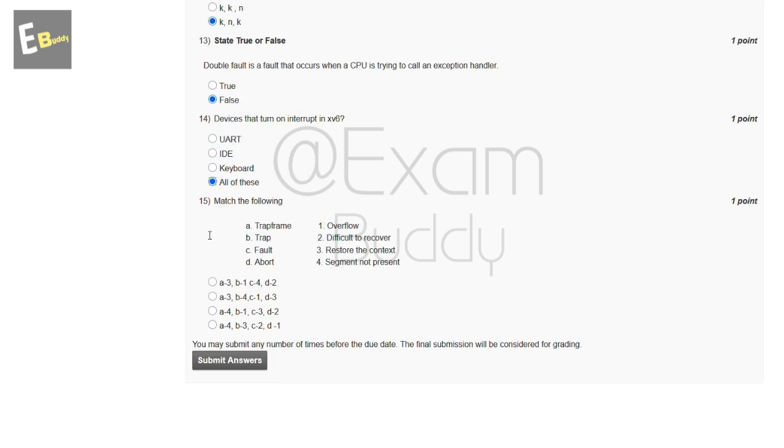Now the 15th question is: match the following. Trap, fault, abort; frame, overflow, difficult to recover, restore the context, segment not present. So the answer of our 15th question is A. Now submit your answer.